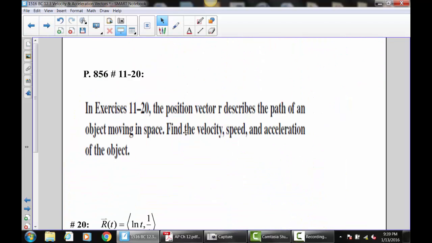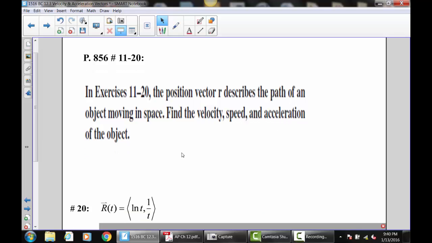Okay, so in 11 through 20, it says the position vector r describes the path of an object moving in space. Find the velocity. Now, they're doing space. You and I are just going to do a flat surface, but it will be on a curve, not on a line. Find the velocity, speed, and acceleration of the object. When they say that, they mean the velocity vector, the speed, and the acceleration. Remember, the speed is the magnitude of the vector, so the speed will actually be a scalar, whereas for the velocity, you'll get a vector at any time t, and same thing with acceleration.